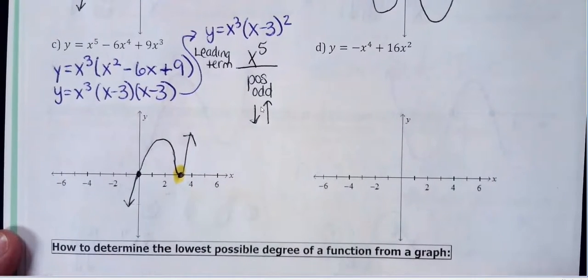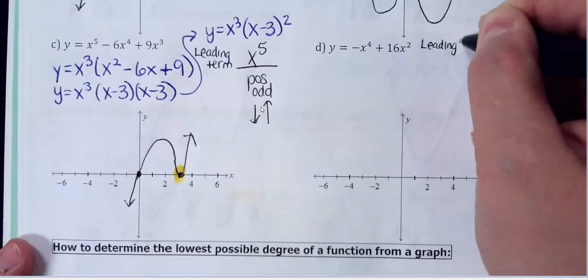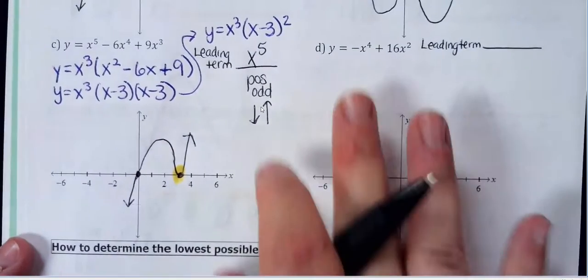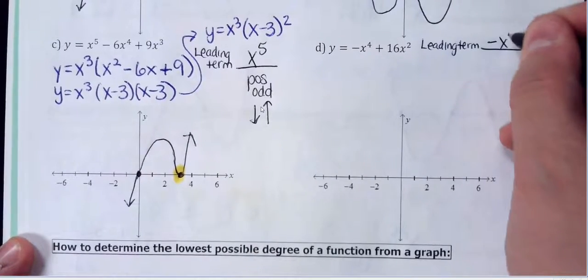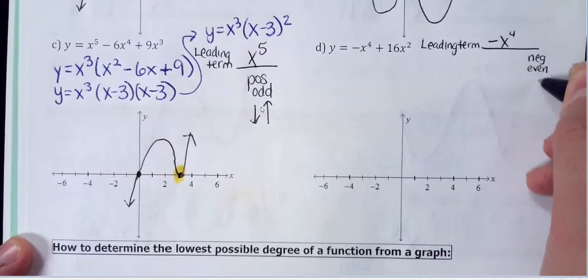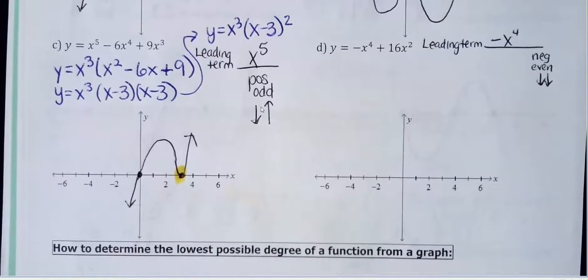Okay, now I have one more. Now, if this is all multiplied out for you in standard form, the leading term is literally just the first term. So this is -x to the 4th. So this is negative, and the 4th power is even. So both of those ends are going to point down. The problem is I can't see my zeros just in that format. I have to factor this.